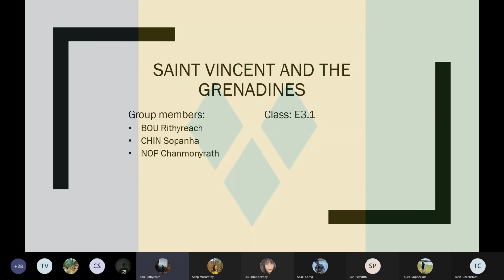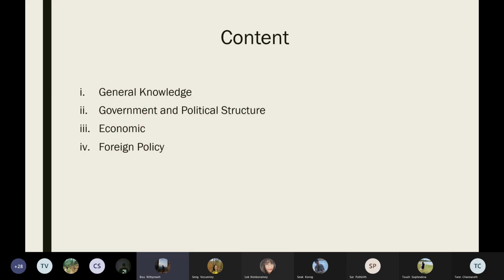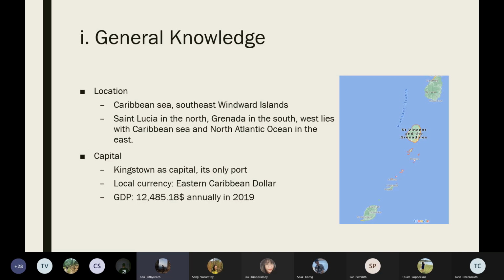Our group members, including me, are here. Our concerns are the general knowledge, government policy, and the economic and foreign policy. The first one is general knowledge, the location. Saint Vincent and the Grenadines is located in the Caribbean Sea, southeast of Trinidad Island.